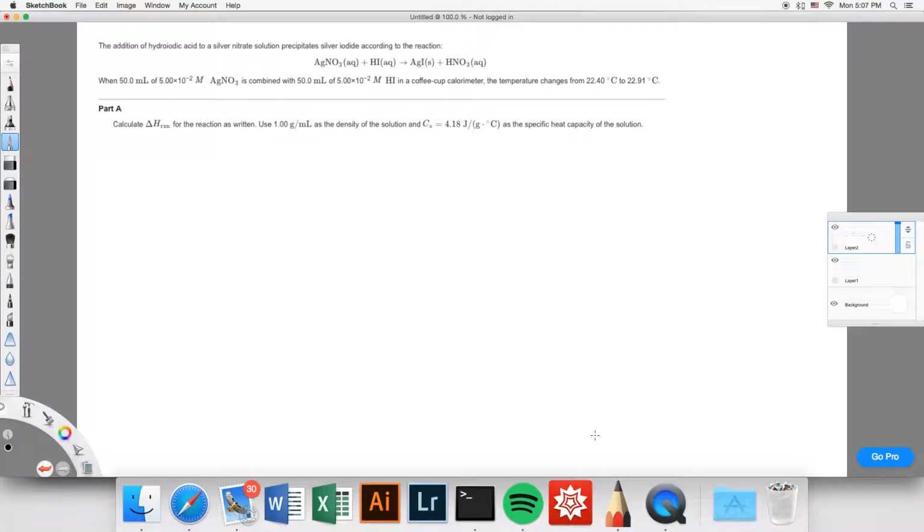Okay, so I'm doing a question in the homework. This is 6.8 with feedback, and I'm doing this as a student request. So let's start from the beginning. The addition of hydroiodic acid to silver nitrate solution precipitates silver iodide according to the reaction blank.